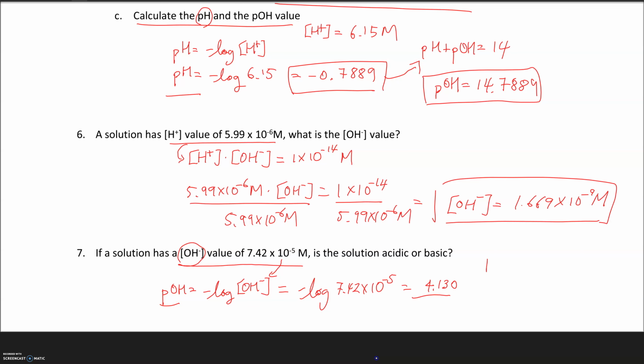So with the pOH, we know we can figure out pH because we keep going back to that equation, pH plus pOH equals 14. So if we know that the pOH is 4.130, we can calculate that the pH is 9.870. Now, a pH of 9.870, that is above 7, which means our solution right here is a basic solution. Or we can say it is an alkaline solution.